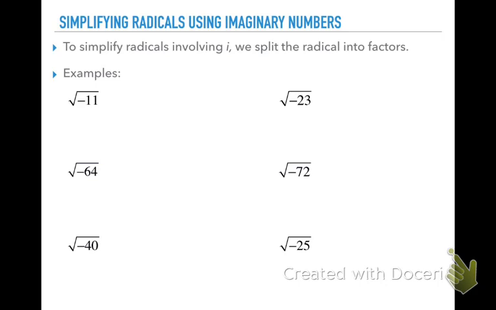Let's start with the square root of negative 11. The idea here is to take that square root of negative 11, split it into the square root of negative 1 times the square root of 11, where the square root of negative 1 is exactly what i is defined to equal. Square root of 11 can't be simplified anymore. 11 is prime and there are no perfect square factors that go into it, and thus we end up with i square root of 11.